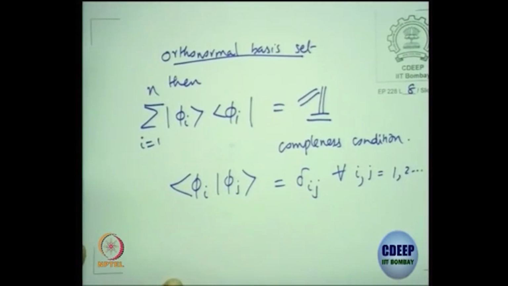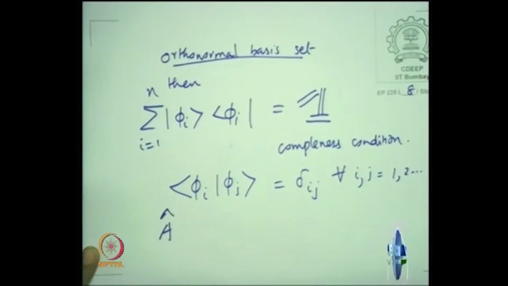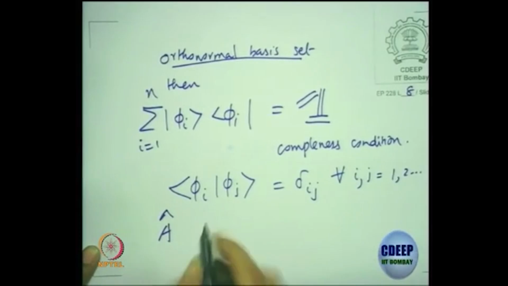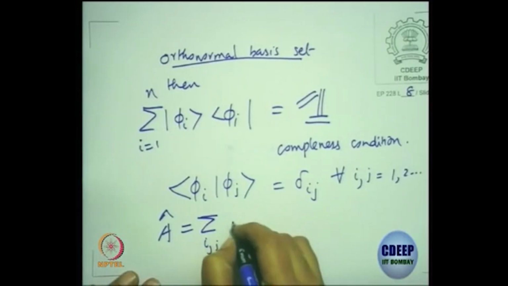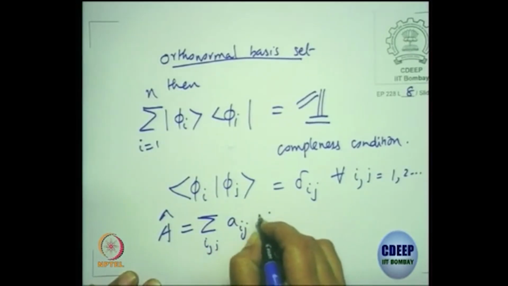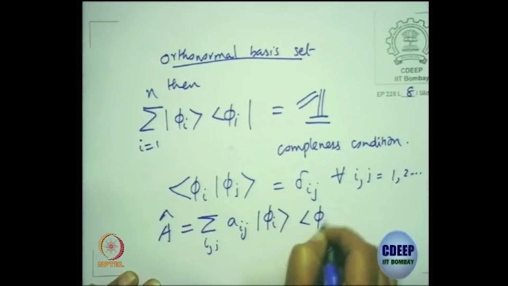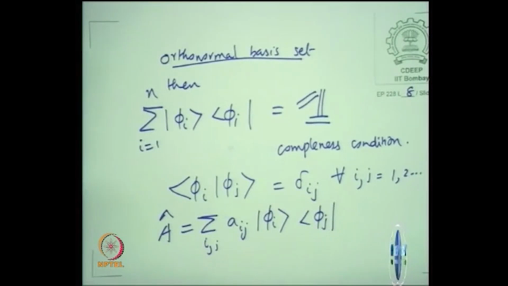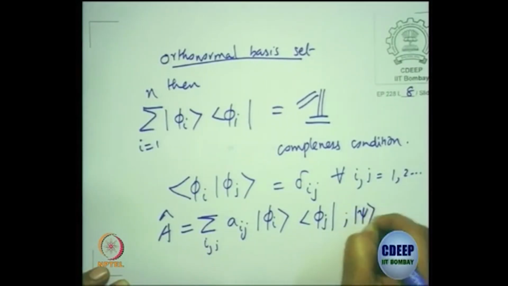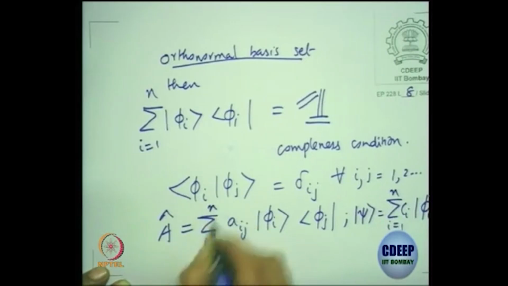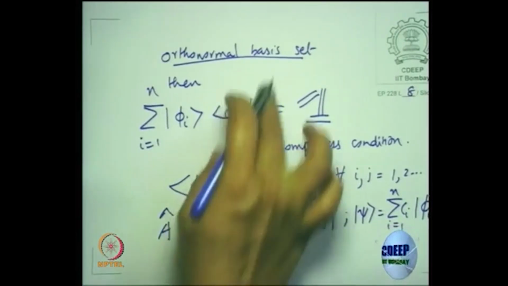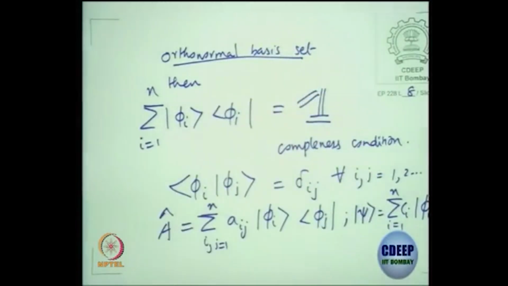What else? Any arbitrary operator will be rewritable as a summation over i, j of some a_ij coefficient |phi_i><phi_j|, and any arbitrary state psi can be written as a linear combination of the basis states. This takes care of it. A basis set includes the span and the completeness condition and this criterion.